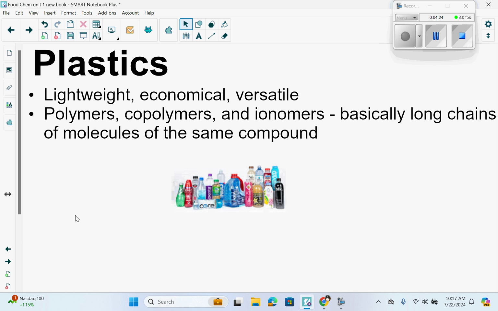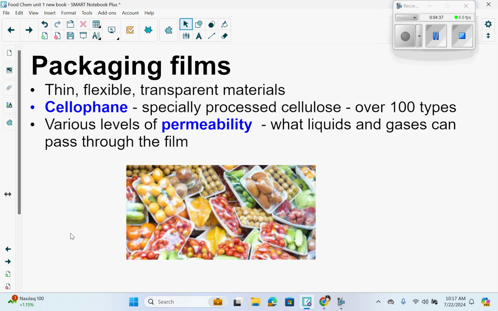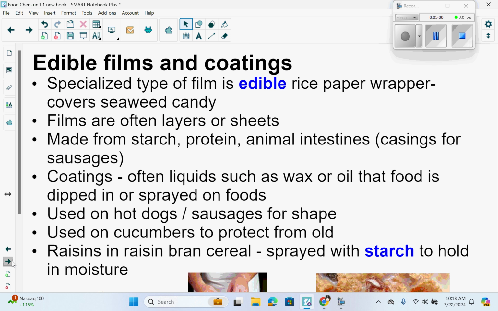Plastics, lightweight, economical, and versatile. Polymers, copolymers, and ionomers are basically long chains of molecules of the same compound. That's what makes up your plastics. Packaging films, these are thin, flexible, transparent materials. Cellophane might sound familiar to you. It's specially processed cellulose, and there's over 100 types. And cellulose is a plant material. There's various levels of permeability, so what liquids and gases can pass through the film.